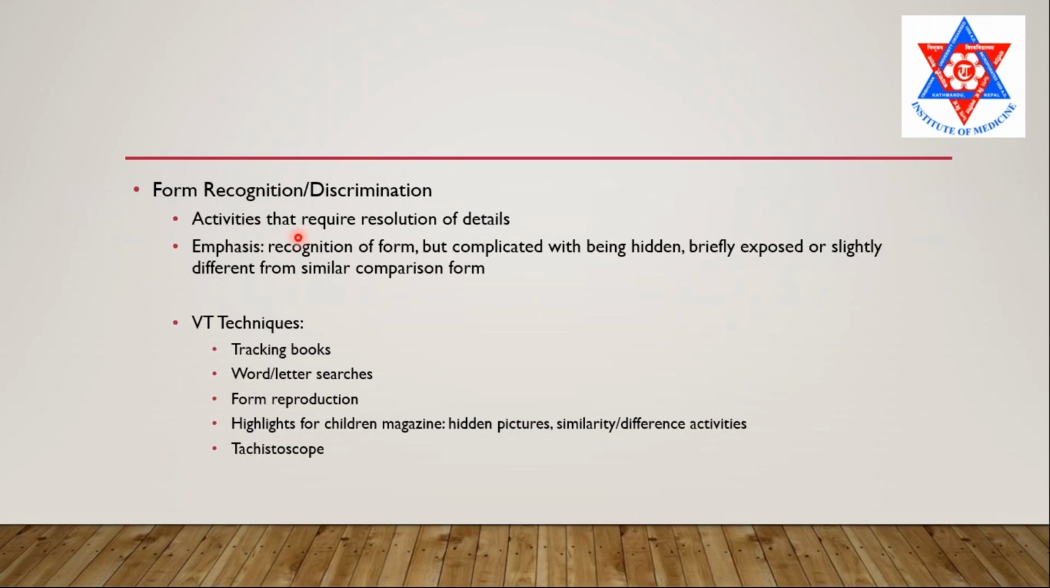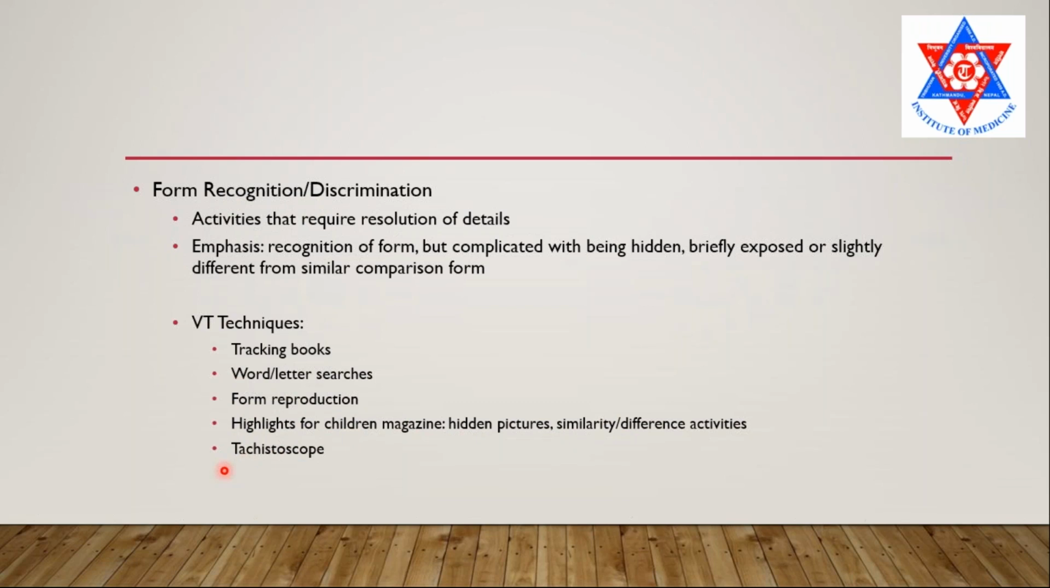The next category is the form recognition and discrimination procedures. These are activities that require the resolution of details. The main emphasis in these procedures is the recognition of form, but complicated by being hidden, briefly exposed, or slightly different from a similar comparison form. The VT techniques that can be used to improve form recognition and discrimination skills are tracking books, word or letter searches, form reproduction, and Highlights for Children magazines, especially hidden pictures and similarity-difference activities, and the tachistoscope.